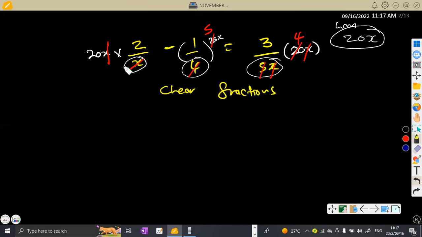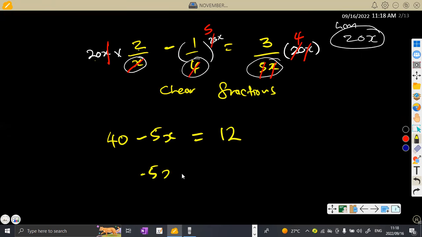So now let us take this. We cancel this, we are left with 20. So 20 times 2, that is 40. Here we've cancelled, we got 5. So it's minus 1 times 5x here. Minus 1 times 5x, which is minus 5x, equal to 3 times 4, that is 12. Okay, so that's what you're going to have at this stage.